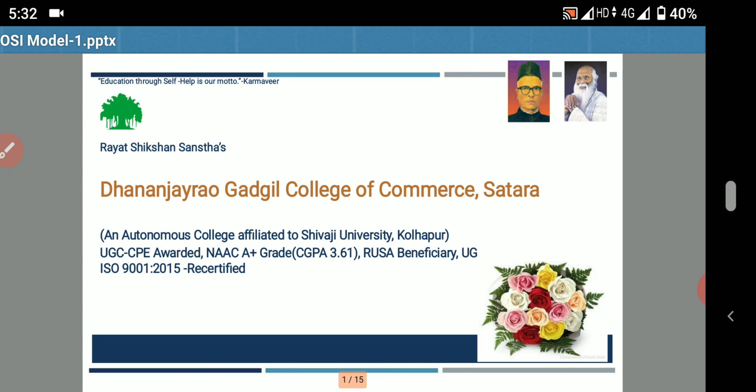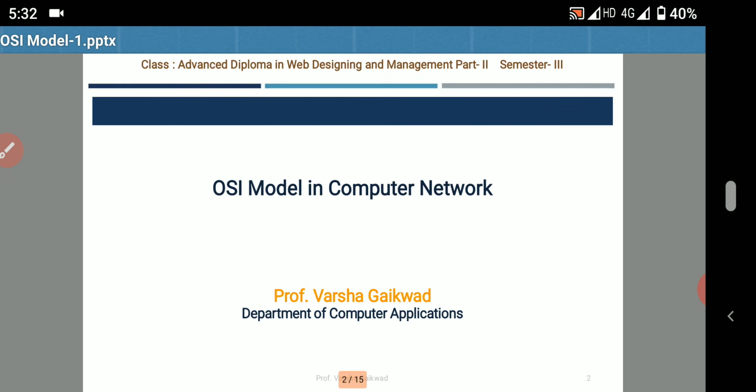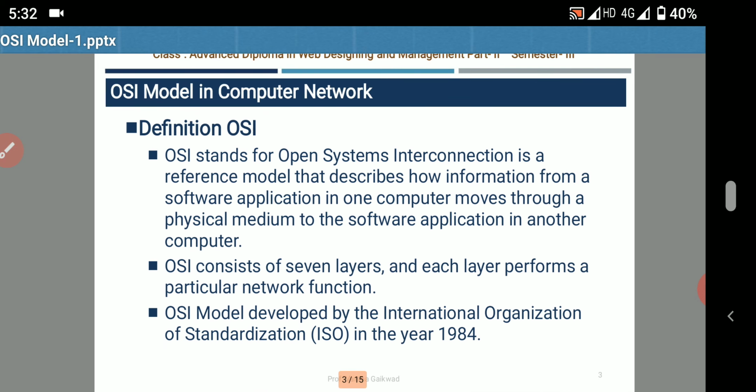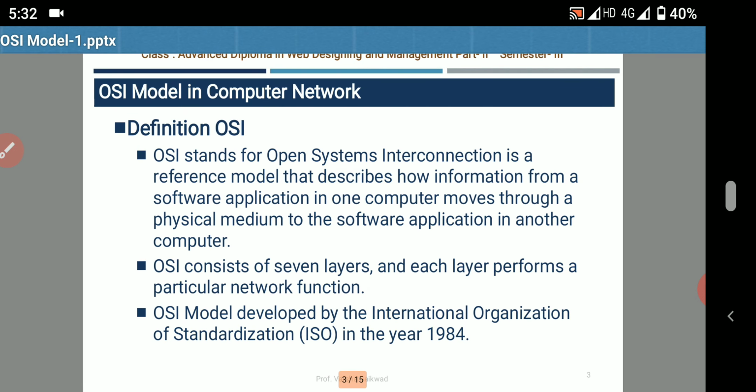Today we will study what is OSI model in computer network. As you are a student of web designing course, I think OSI model is very important topic and you must know what is OSI model. So let's start with the definition of OSI. OSI stands for Open Systems Interconnection.